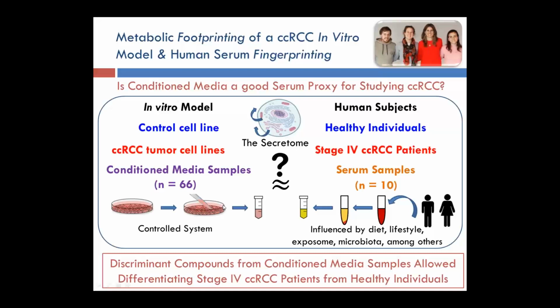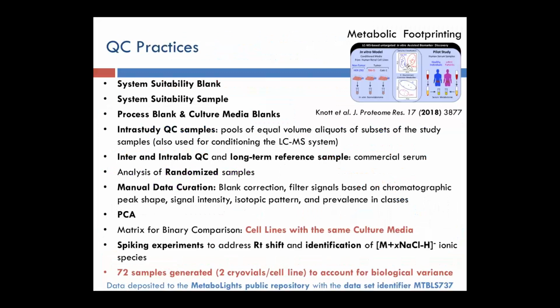So in this study, we found a panel of discriminant compounds from conditioned media samples that allowed us to differentiate stage 4 CCRCC patients from healthy individuals. In particular, in this first study, we analyzed different quality control samples, including a system suitability blank, a system suitability sample, process blank, and culture media blanks. We also analyzed intra-study QC samples that were prepared by pooling equal volume aliquots of subsets of the study samples that were also used for conditioning the LC-MS platform.